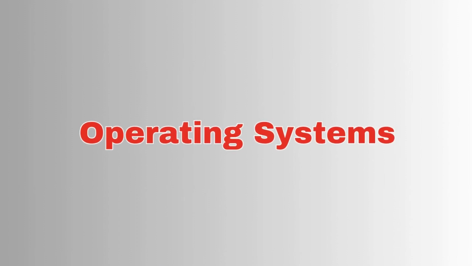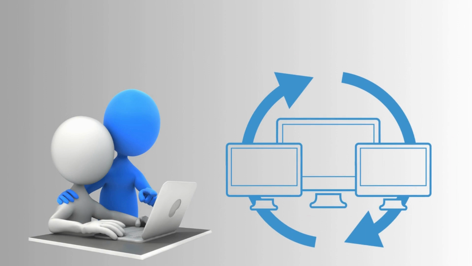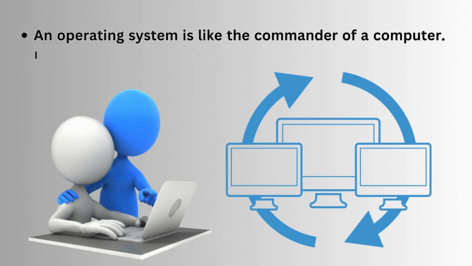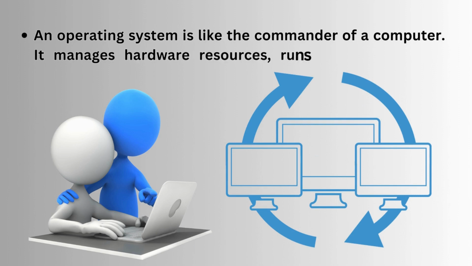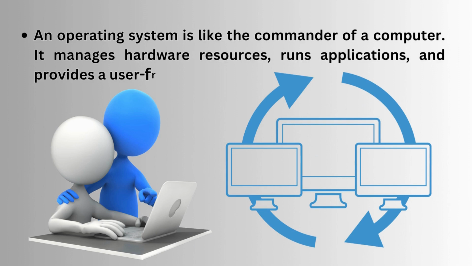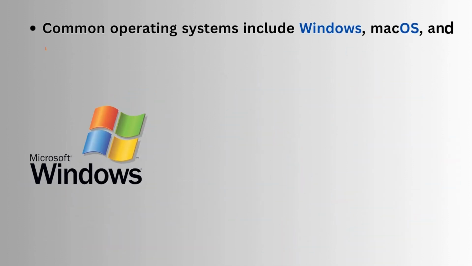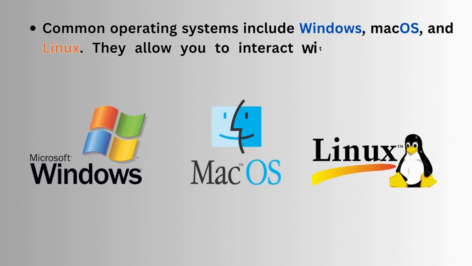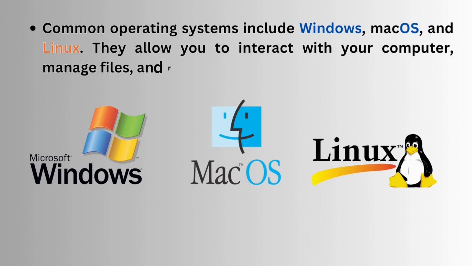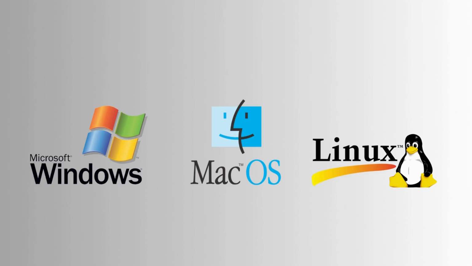Understanding operating systems. Now, let's dive into the world of operating systems. An operating system is like the commander of a computer. It manages hardware resources, runs applications, and provides a user-friendly interface. Common operating systems include Windows, macOS, and Linux. They allow you to interact with your computer, manage files, and run software seamlessly.